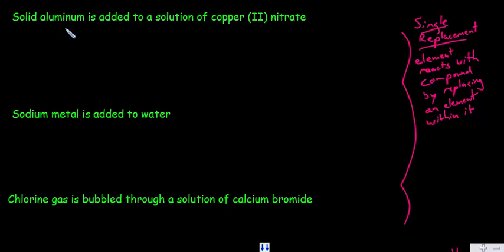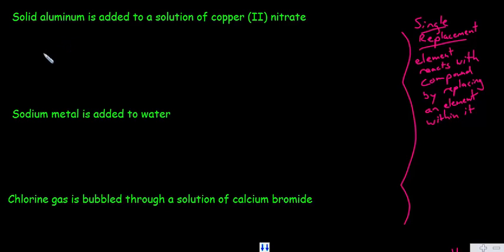All right, first let's try some single replacement reactions. These are reactions in which an element reacts with a compound, and that element replaces another element within that compound. So, as our first example, solid aluminum is added to a solution of copper 2 nitrate.